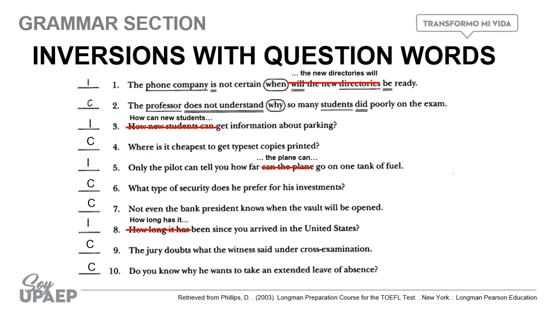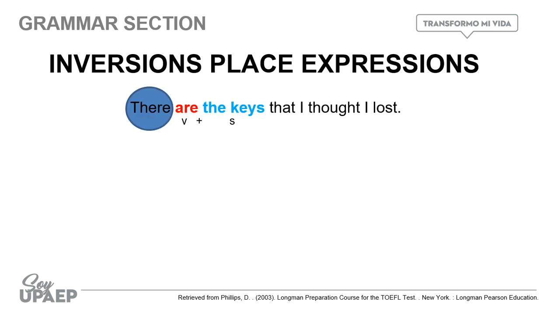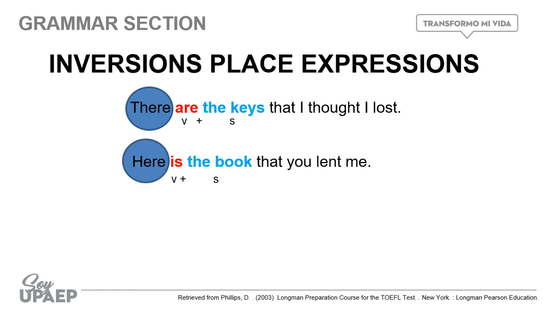to the normal order. Now let's continue with inversions with place expressions like, for example, there is a TV. Okay? In this sentence, there are the keys that I thought I lost. So, with this place expression there, we need an inversion. If you notice, first we have the verb and then we have the subject. Here is the book that you lent me. Here is another place expression. Okay? So after here, we need an inversion. If you notice, we have first the verb is and then the subject, the book.